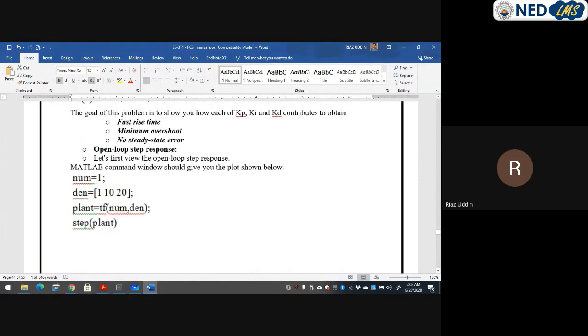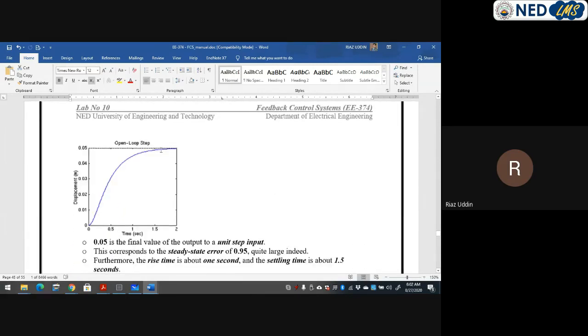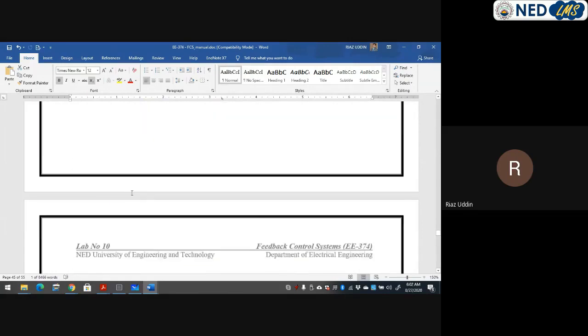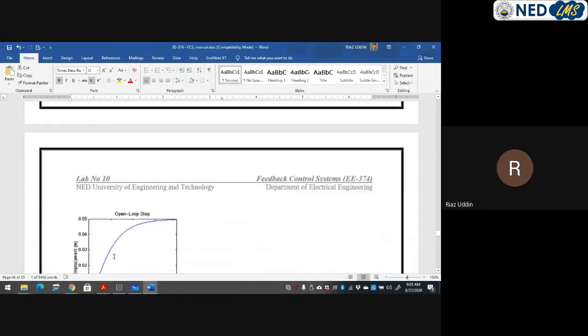And then you have this transfer function, numerator, denominator, and then step plant. You can get this response. For example, if you are not satisfied with this output, then there is one way: either you reconstruct this system again, or just use a controller to get the desired response.